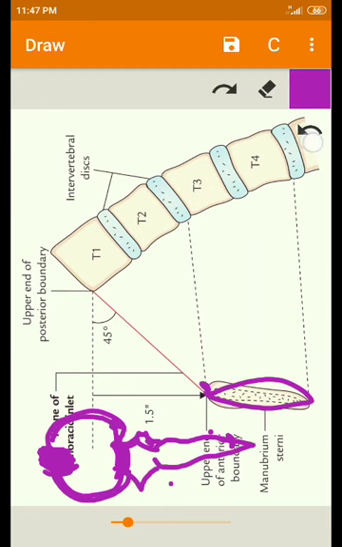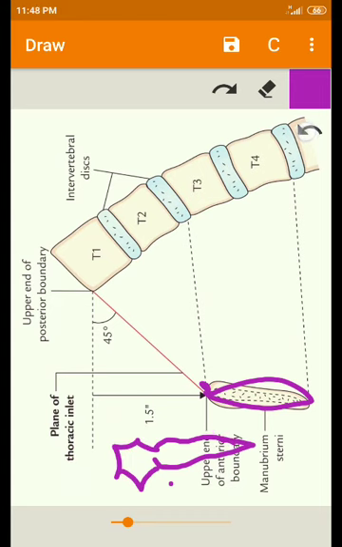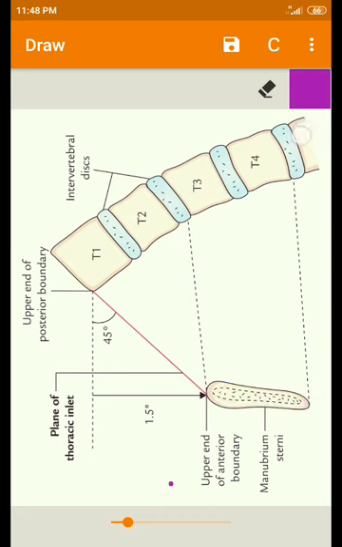So these are the boundaries of the inlet of thorax. Anteriorly, it is formed by the upper border of the manubrium sterni. Posteriorly, by the superior border of the body of the thoracic vertebrae. On the lateral sides, by the first rib and its costal cartilages.